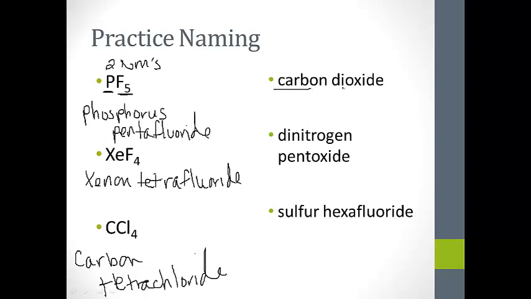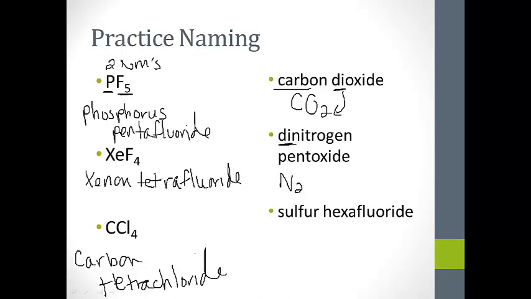Now here's what I mean by the opposite, where you're going to be given the name and you have to come up with the formula. So for the first one we're dealing with carbon and oxygen, and there's no prefix on the first one, so the first is simply going to be carbon dioxide, CO2, because the di means 2.